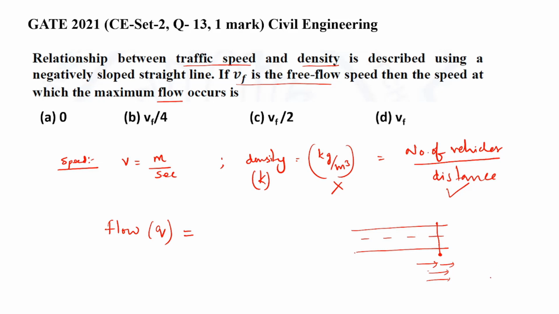Suppose I give you a time of 1 hour. In 1 hour, how many vehicles are passing this point? So basically the units are number of vehicles divided by time. So how many vehicles are passing through this point in some time? Now, how is Q related to V and K, speed and density? Let us discuss that too.